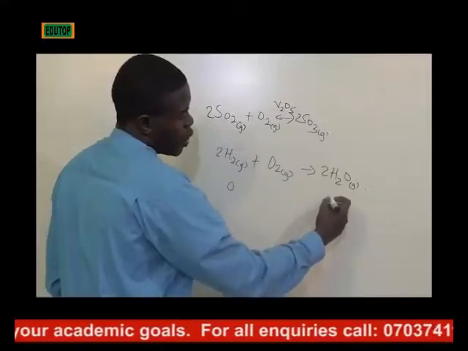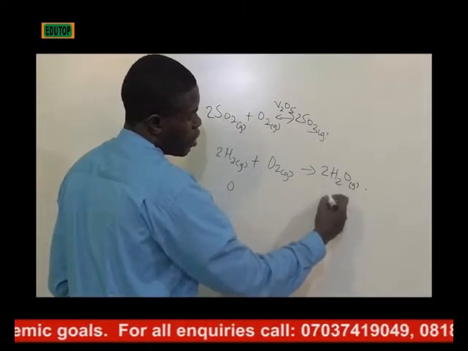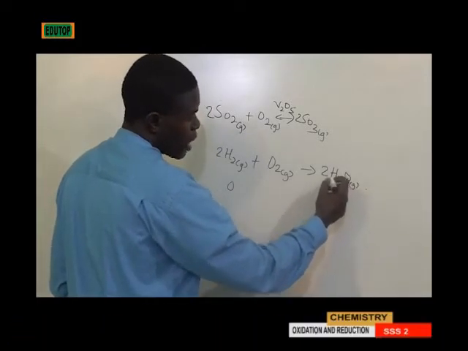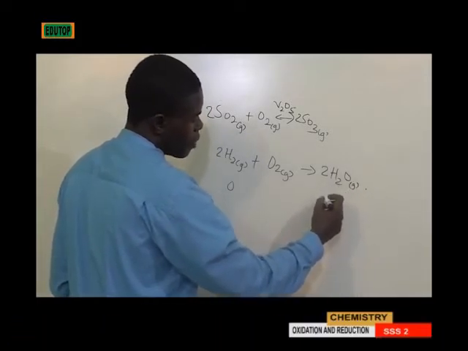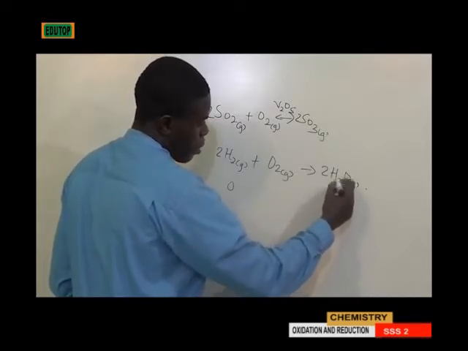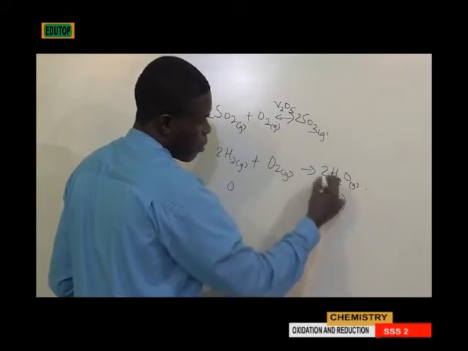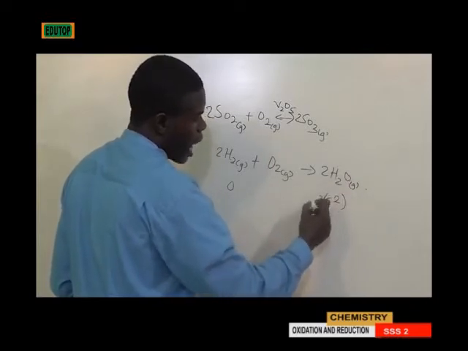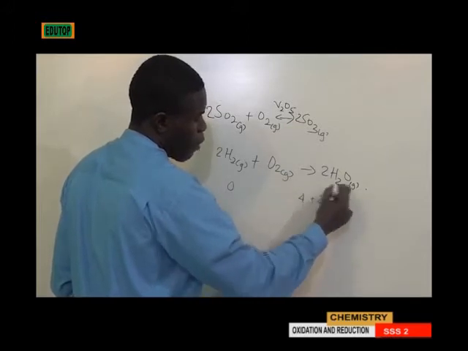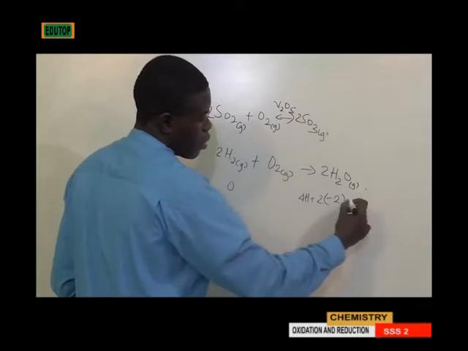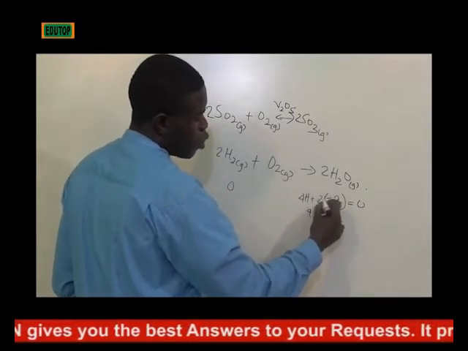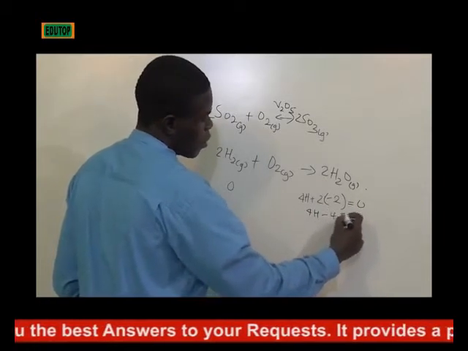be calculated. So here you have oxygen is -2. So automatically here you have -2 multiplying by 2 moles, then hydrogen, you have 4 of hydrogen which is unknown, equals to 0. 4H plus 2 times -2, that's -4, equals to 0.